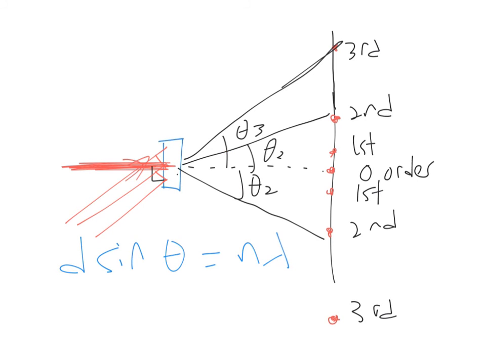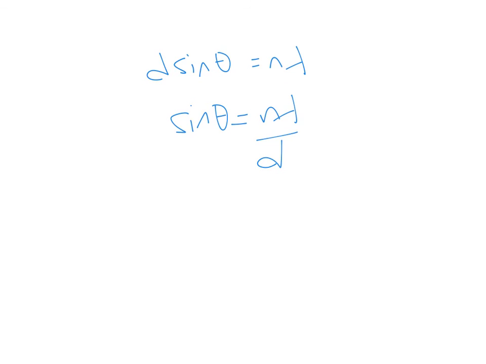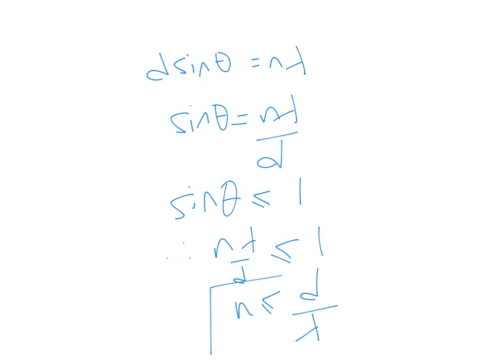Okay? Now there's another formula which we can use from here. We can actually predict the number of orders you can see. That means you can actually predict the number of bright images you can see. How do you predict? It's like this. We use back the formula d sin theta equals n lambda. So therefore, your sin theta will equal n lambda over d. Agree? So what is the maximum value for sin theta? 1. So therefore, n lambda over d must also be less than or equal to 1. So your n must be smaller or equal to d over lambda. So this is the formula.